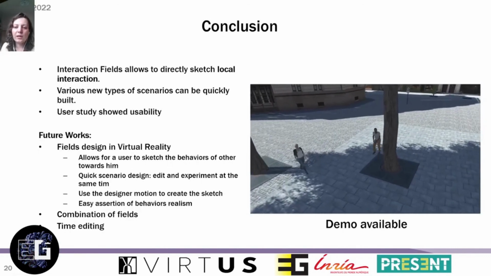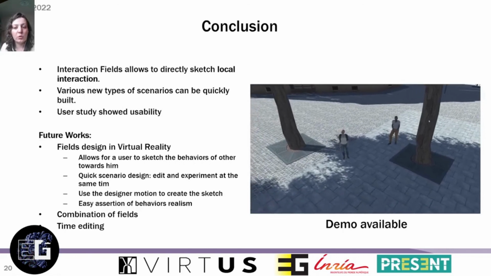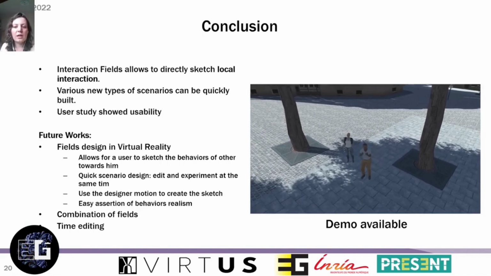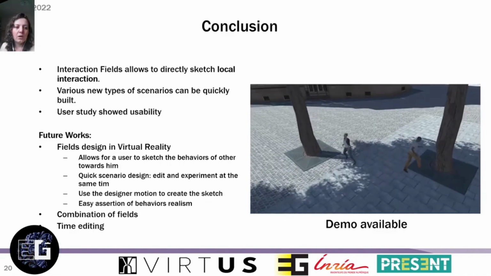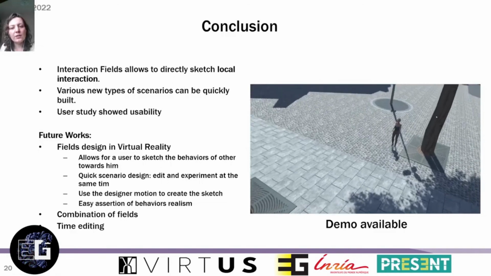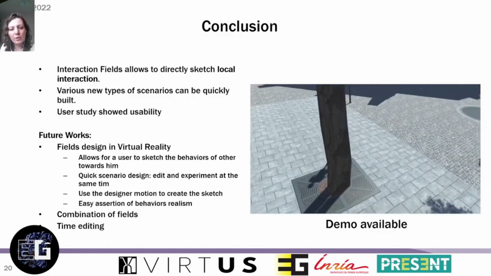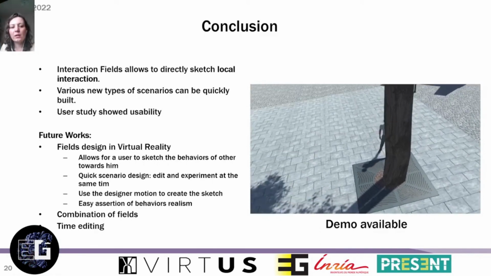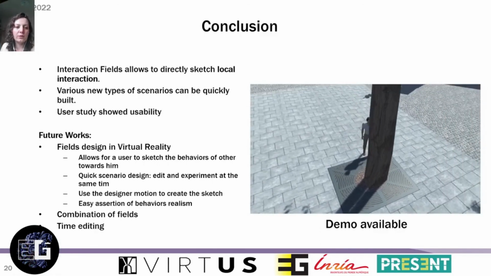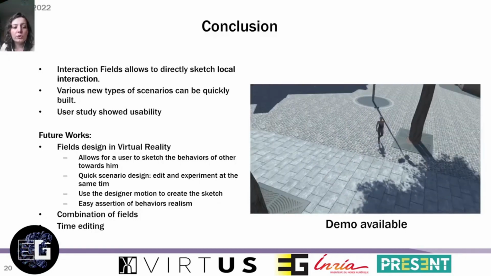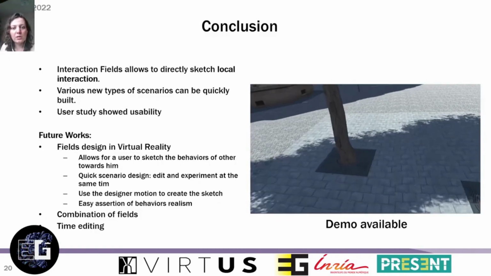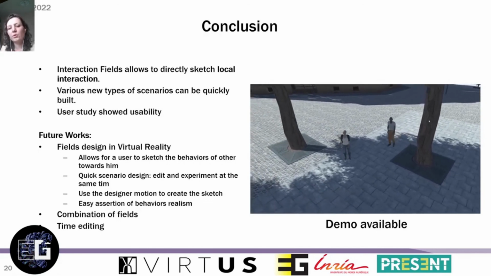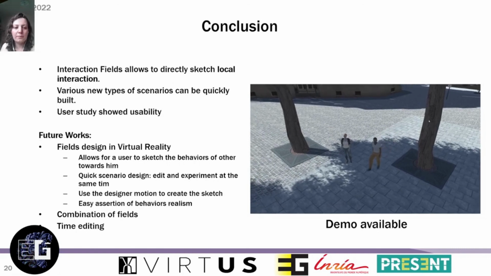For future work, we would like to enable field sketching in virtual reality, so that it would be even easier to design new scenarios. It would allow a designer or a user to directly sketch how they want other agents to behave toward them. It also allows quick trial and error design of the scenarios. We could use the designer's motion to directly create the sketch of the interaction field. And finally, it would be easier to assess the realism of the trajectories.